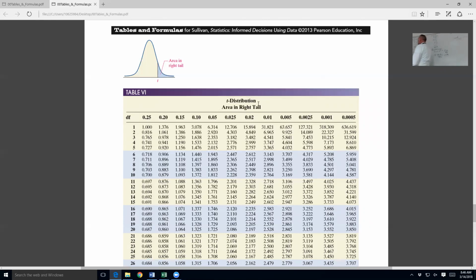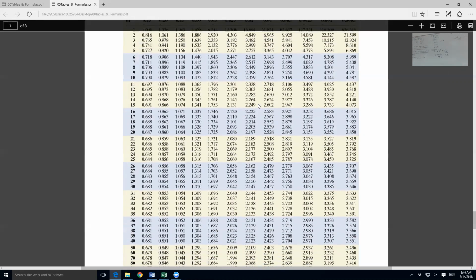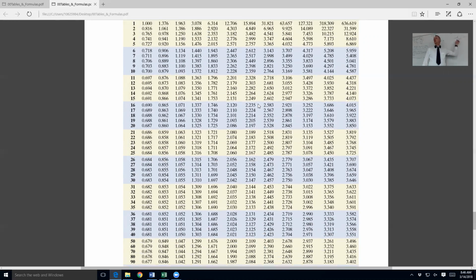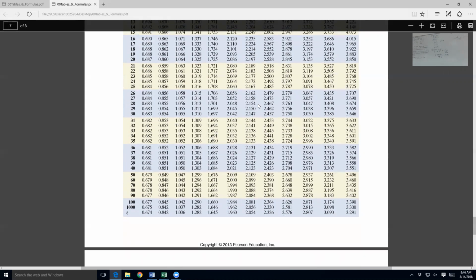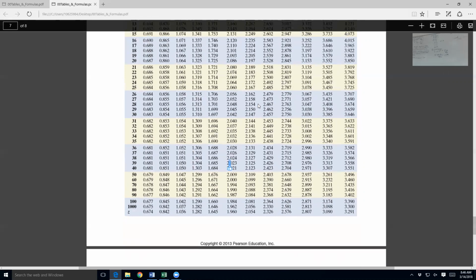The idea here is, what's my degrees of freedom? I didn't ever mention that. Degrees of freedom is 39. Okay, so I'm on 39 degrees of freedom, so right here. Now, the idea here is I'm going to ignore the negative for a moment. I got negative 1.749. I'm going to figure out where 1.749 fits in here. And it fits in between those two numbers there. Does that make sense?